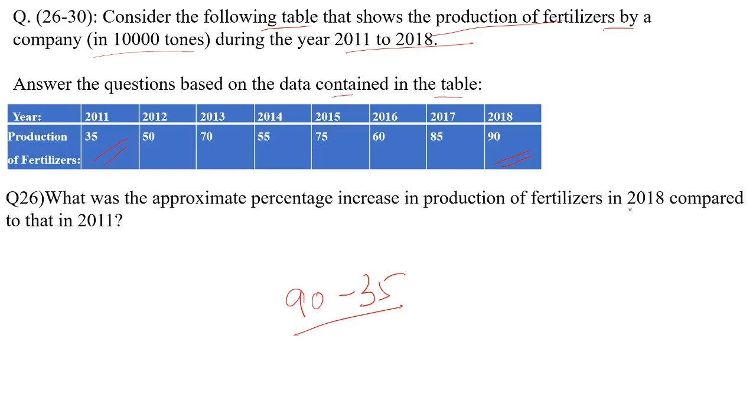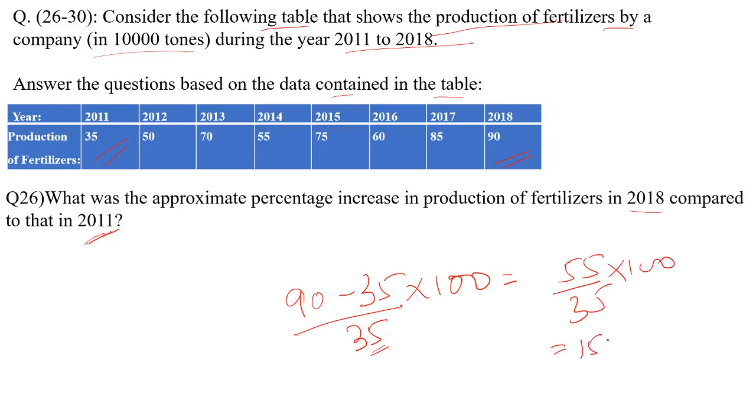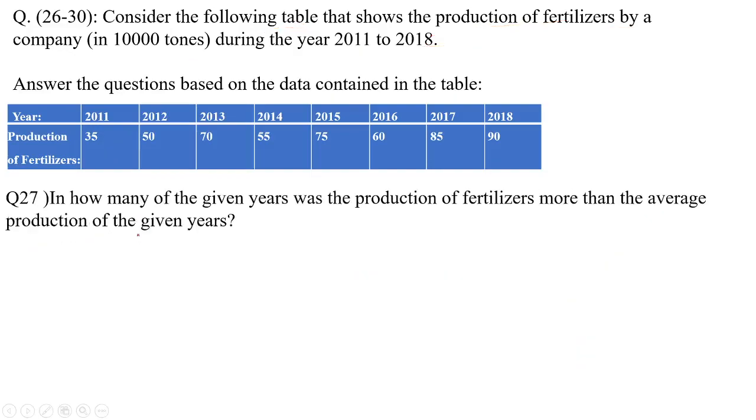Here it is saying 2018 compared to 2011. So 2011 is what we have compared to, so 35 will be below. Whenever it is written "compared to", this value will be in the denominator, into 100. When you solve it, it will be 55 by 35 into 100, which is 157.14. Let's see the options. It is 157%.